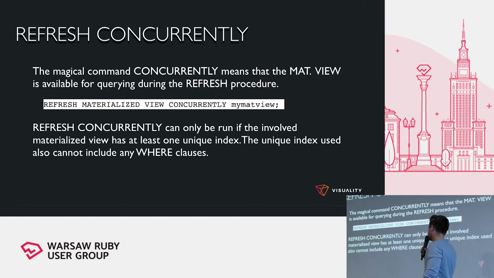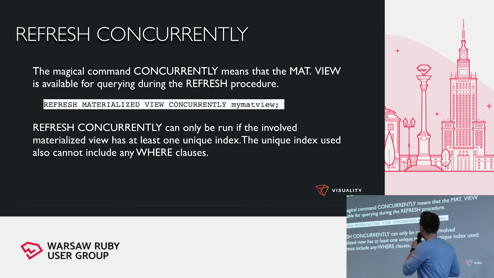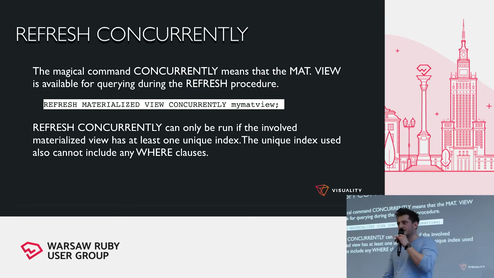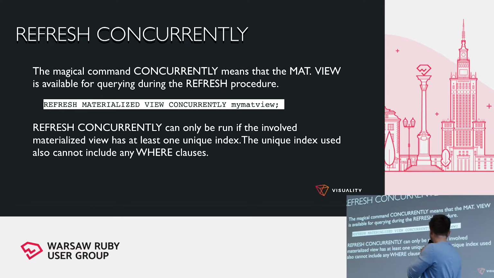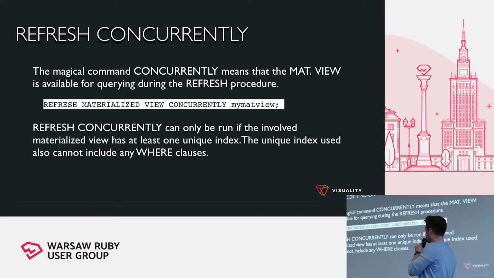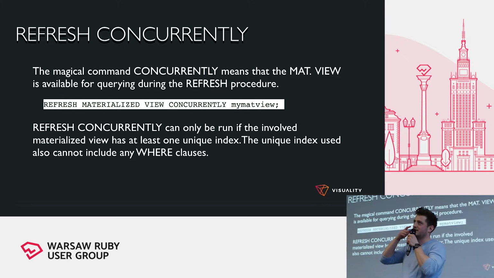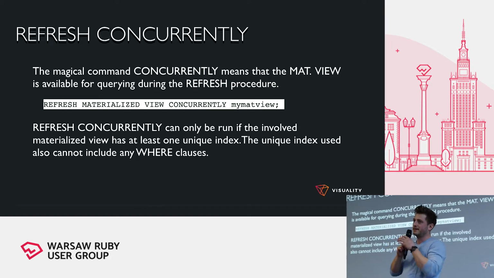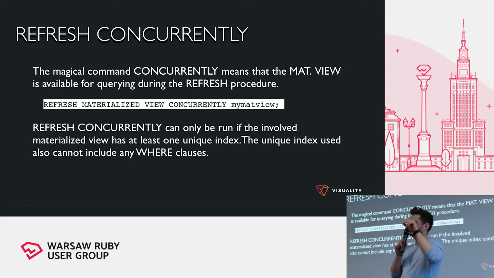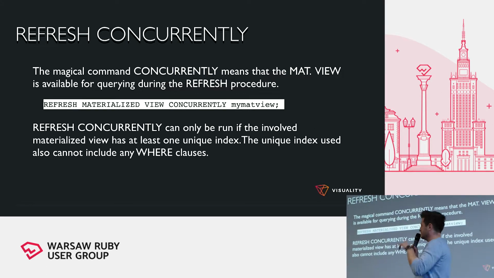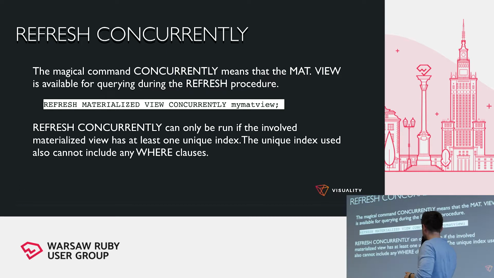But there are a few conditions. The first is that we have to create a unique index. That was the reason I created the ID for the materialized view, and this unique index cannot include any where clause. The reason for that is that when PostgreSQL tries to update concurrently, it makes something like a temporary materialized view. It makes a full outer join with the old one, and it compares those two views and updates the old one. And that is the reason the unique index needs to be here.